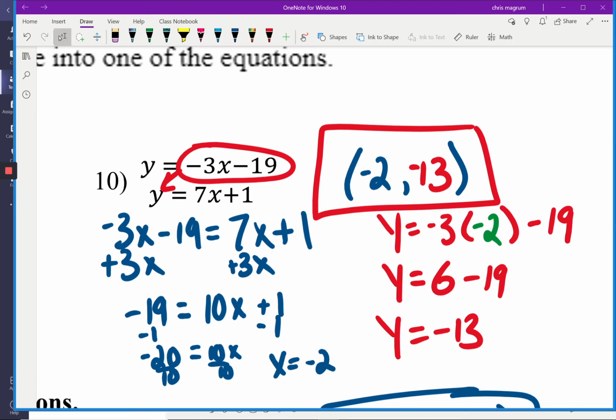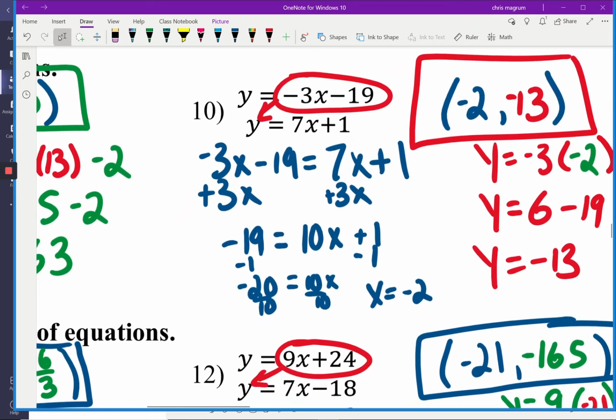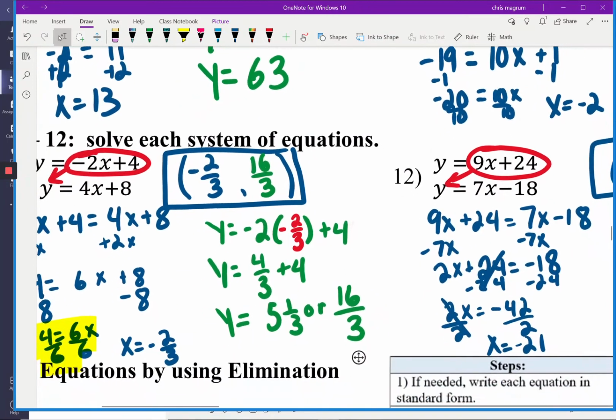Okay, hopefully you paused and tried 11 and 12 on your own. So let's look at number 11. Finish with my technical difficulties there. So we have numbers 11 and 12 here.